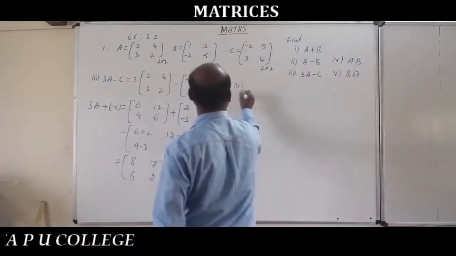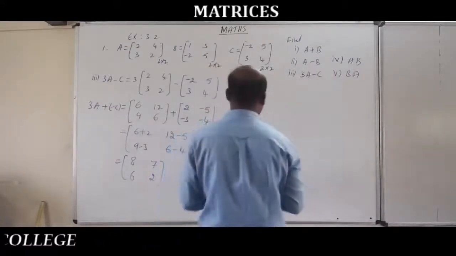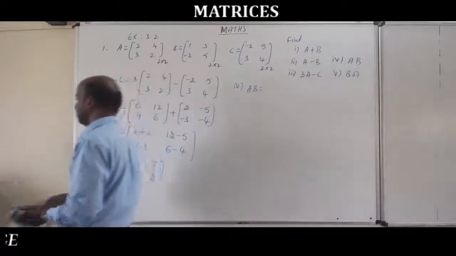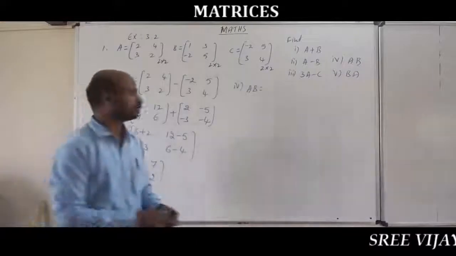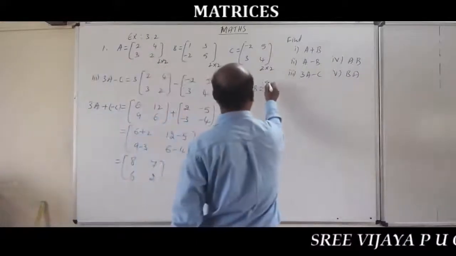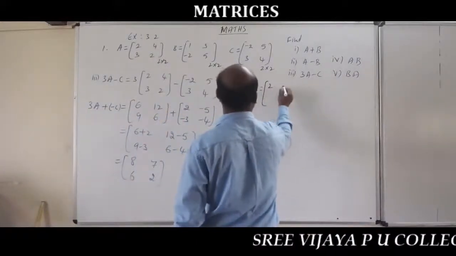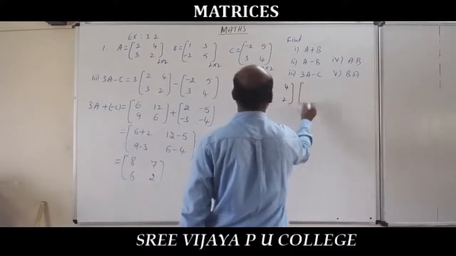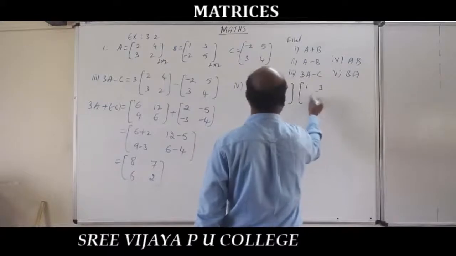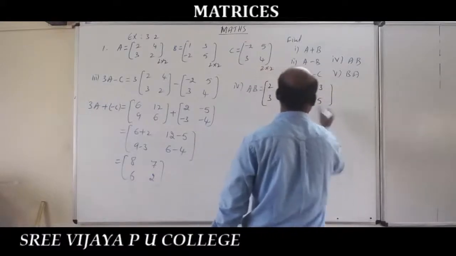Fourth one, multiplication of matrix A by matrix B, AB. Matrix A is 2, 4, 3, 2, matrix B is 1, 3, minus 2, and 5.